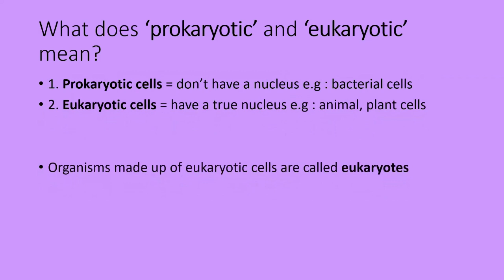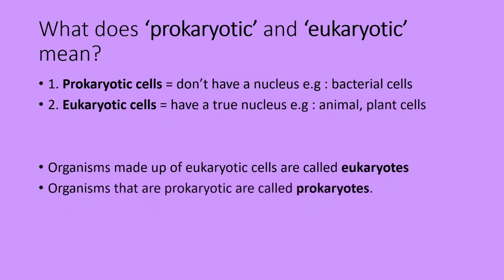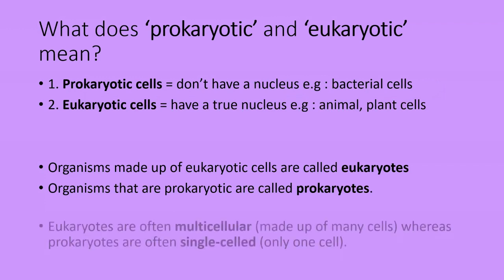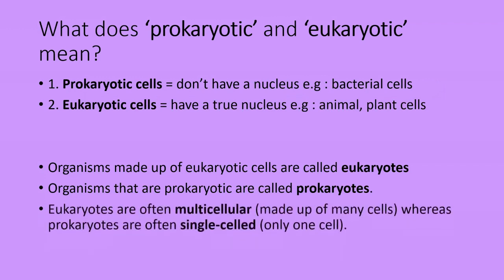Okay, so organisms that are made of eukaryotic cells are called eukaryotes. So for example, humans, us. Organisms that are prokaryotic or made of prokaryotic cells are called prokaryotes. And eukaryotes are often multicellular. So if we just look at this term, multi means many. Eukaryotes are often made of many cells, whereas prokaryotes are often single cells. So single cell just means that they consist of only one cell. Unicellular. You could actually also say unicellular, like that.